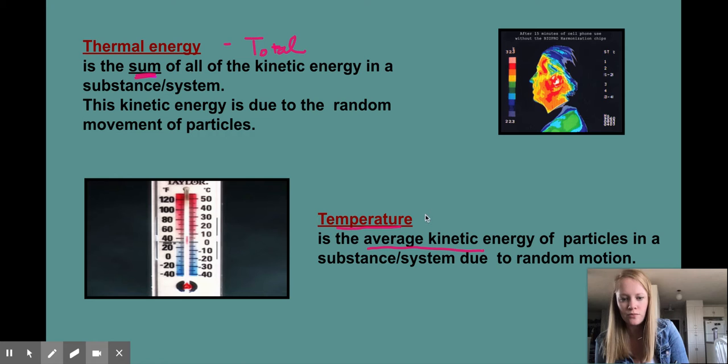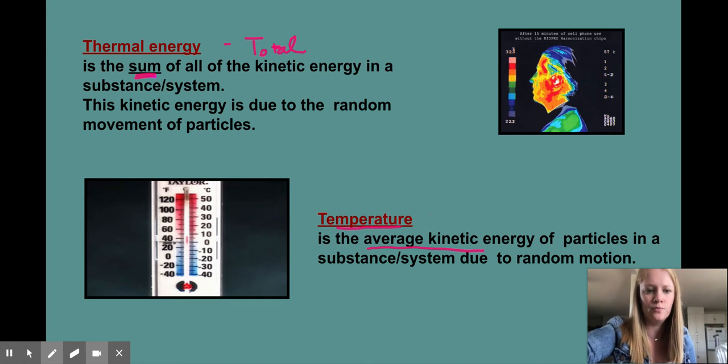So this is not just, you're kind of just looking at what we call the degree of hotness, okay? It is the average. We're looking at all of the particles all together and looking at what if we took all of them, added it up, divided by how many there were, what would that average be?